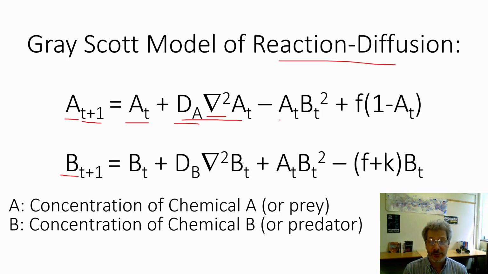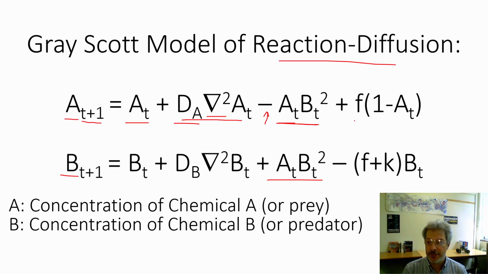And then we have the reaction part. And so this term is chemical A becoming chemical B. And you'll notice for chemical B, this is how much chemical B we have at the next time step. It increases by the same amount. So we lose some chemical A and it becomes chemical B.